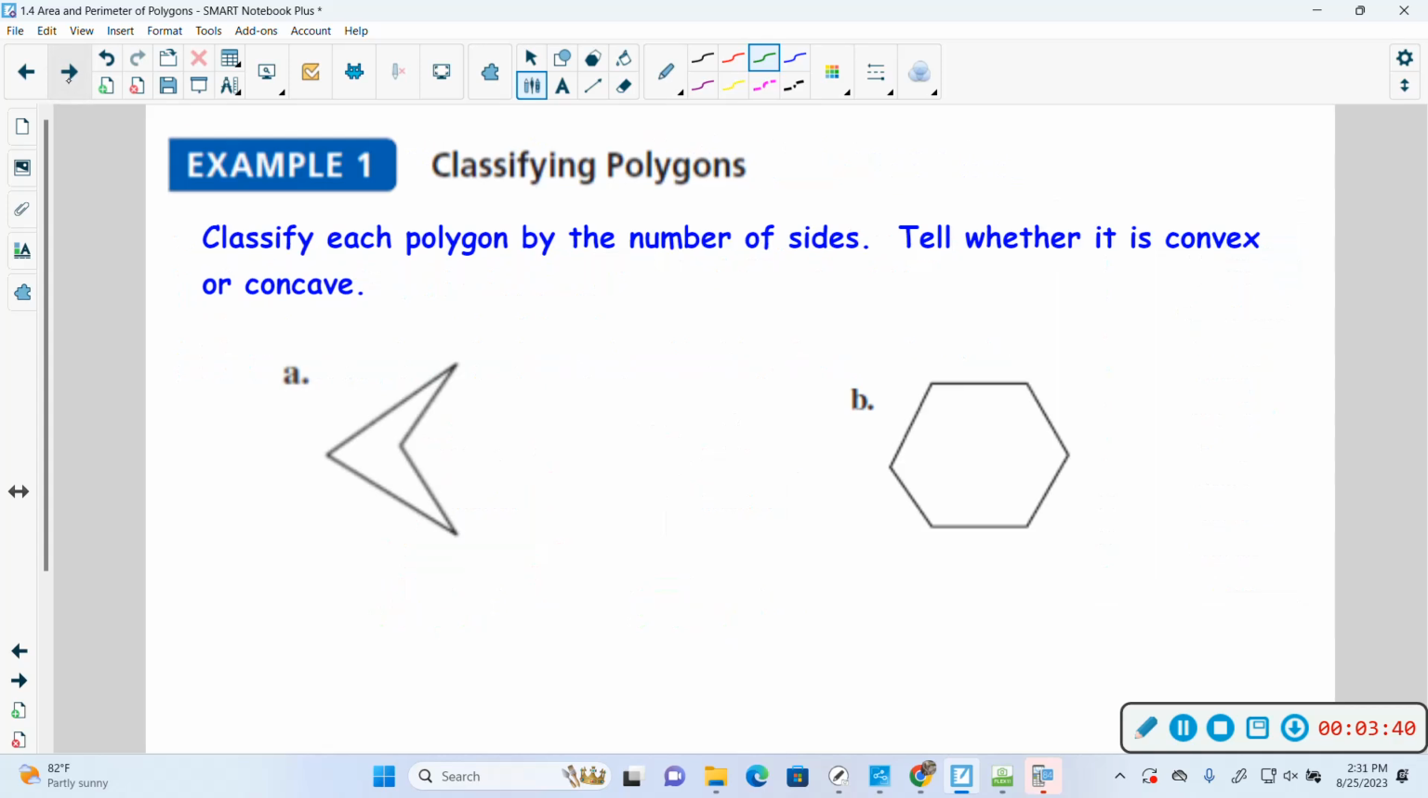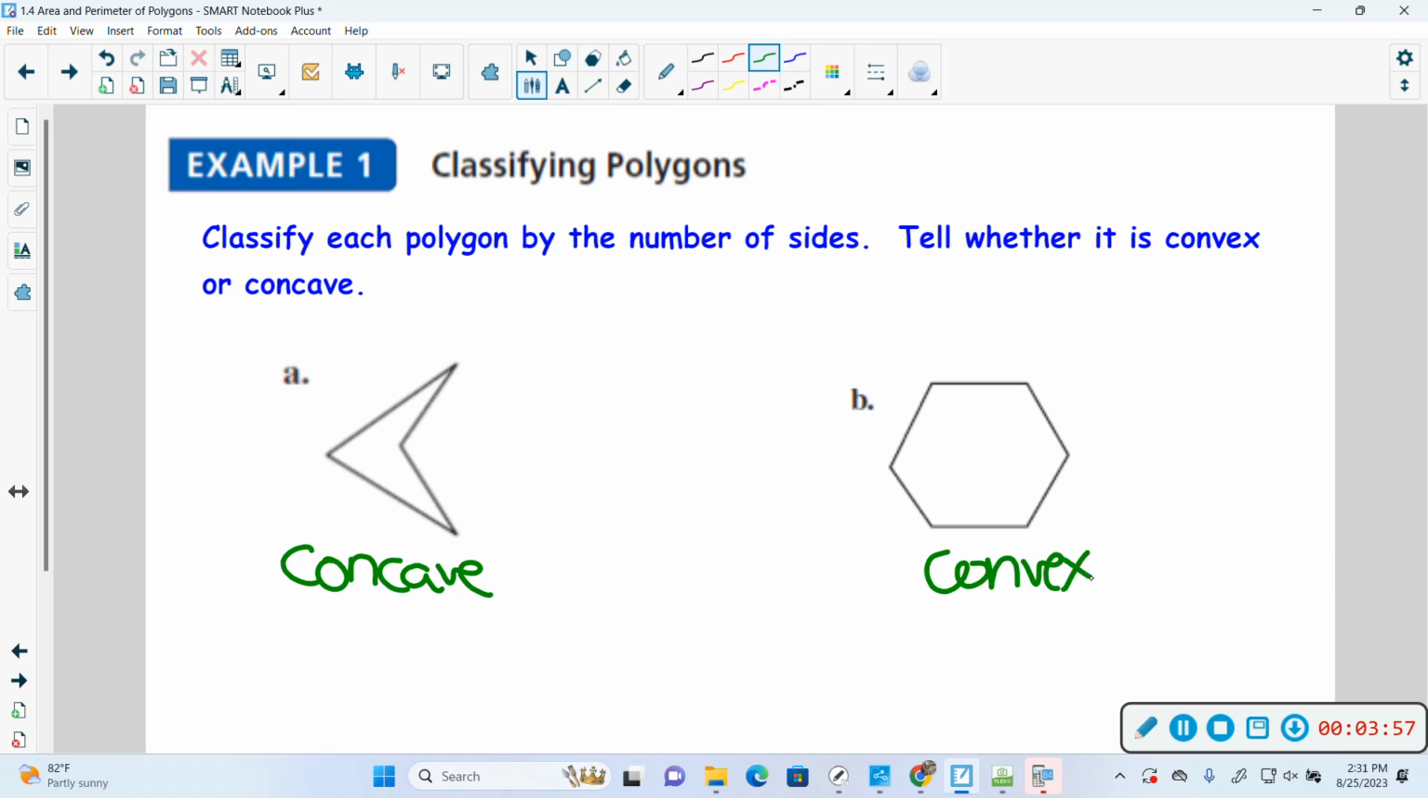So when you look at these next problems, which one would you say is concave? Which one has a caved in side? A. I'm like, why do they have to make it so challenging? This would be our convex.